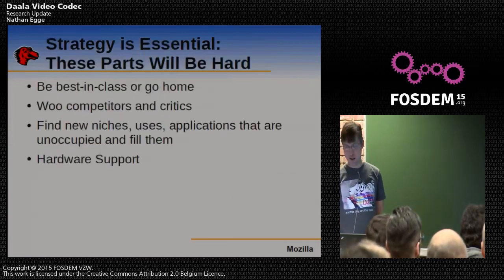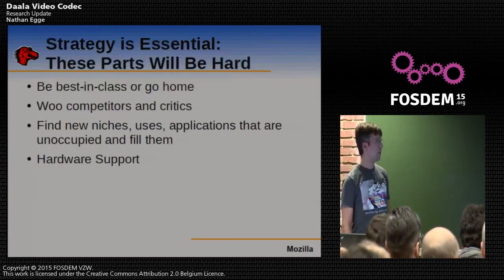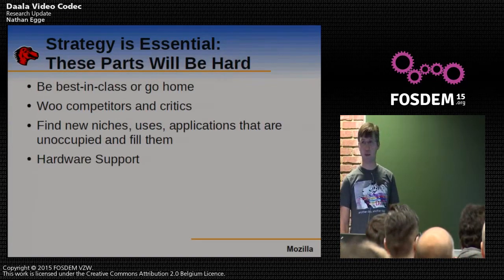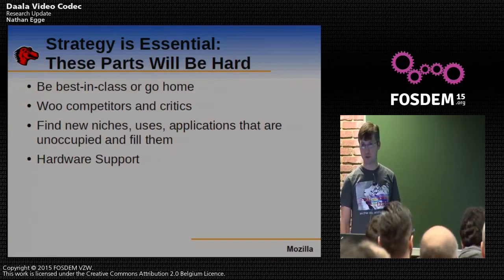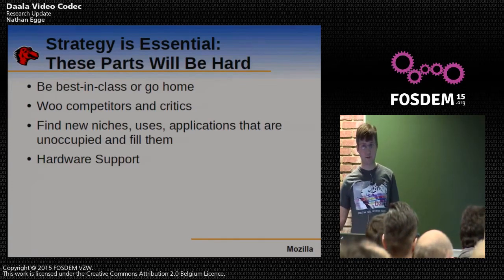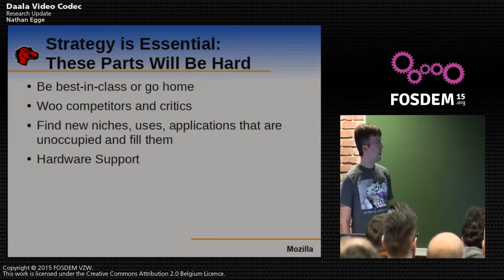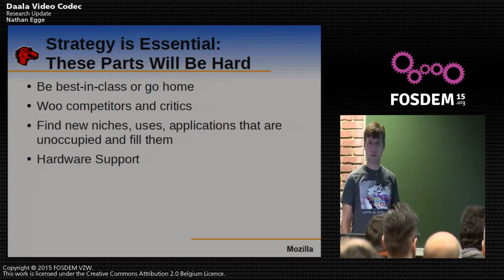And there are other parts of the strategy that are going to be very difficult. We have to be the best in all cases. We have to be best in compression per bit, in bits per watt, so for the mobile case. We have to be good for archive use cases, good for streaming, and good for real-time communication. We have to be able to speak with our competitors and our critics in the other camps and get them on board with what we're doing.